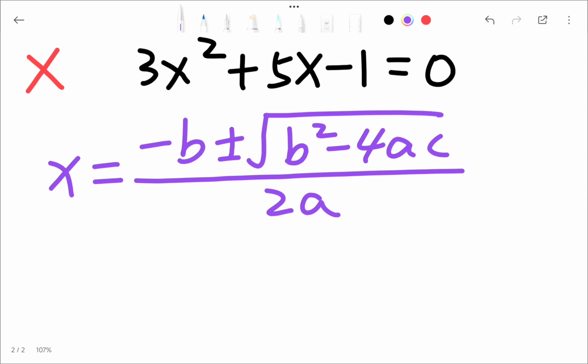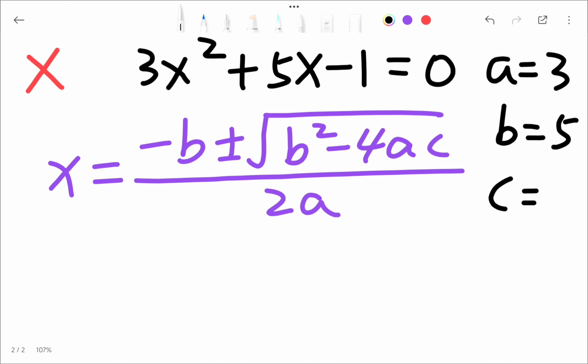Anyway, we need the value of a, b, and c. So let's write down a equals 3, b equals 5, and c equals -1. Okay, make sure we have these numbers correct, and then we can just plug them into this formula.